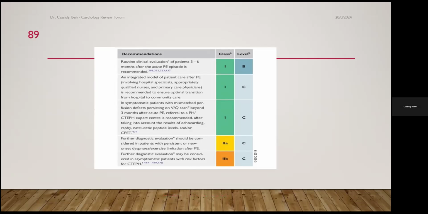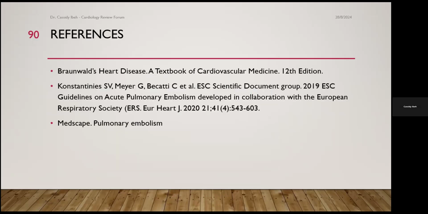Then class 2A: further diagnostic evaluation should be considered in patients with persistent or new-onset dyspnea or exercise limitation after PE. Okay, thank you so much. These are some of my references.